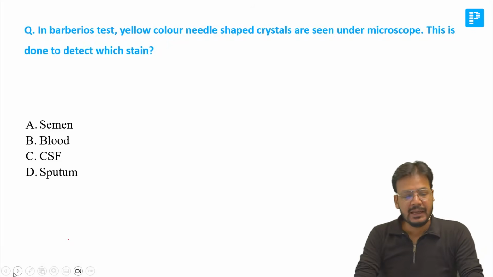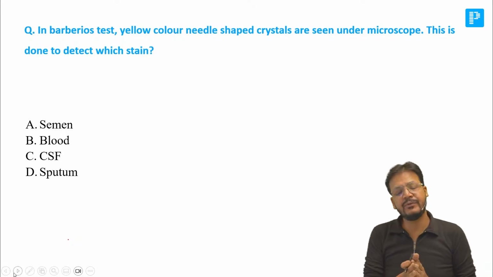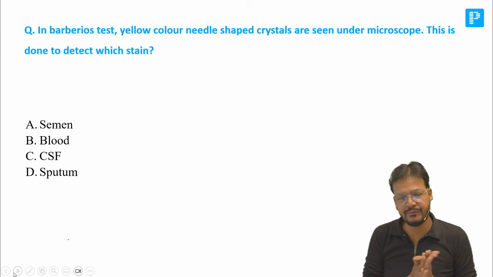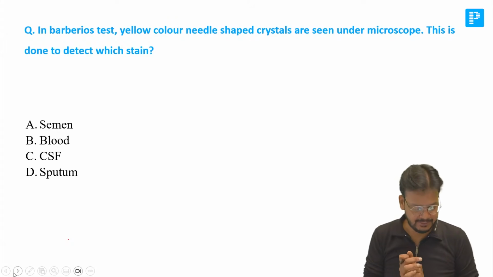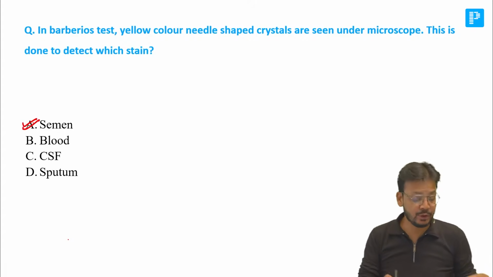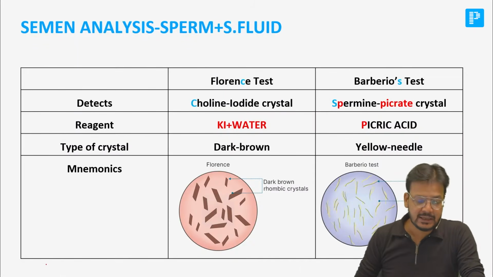Okay, in Barberio's test, yellow color needle shaped crystals are seen under microscope. What is it done for? Which stain? Semen, blood, CSF or sputum? Barberio test is done for which stain? Semen, blood, CSF or sputum? Anyone? It is semen. Without any doubt, it is semen. Barberio's and Florence test both are done for semen. We can see some pictures. Yes, semen analysis. We do few tests.